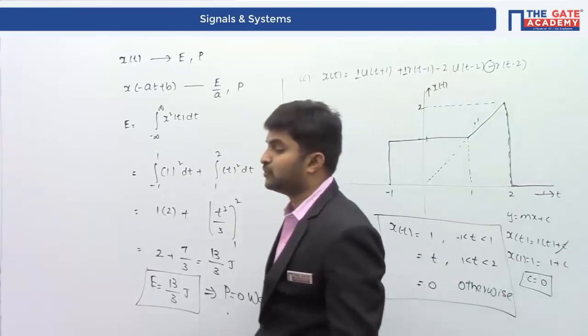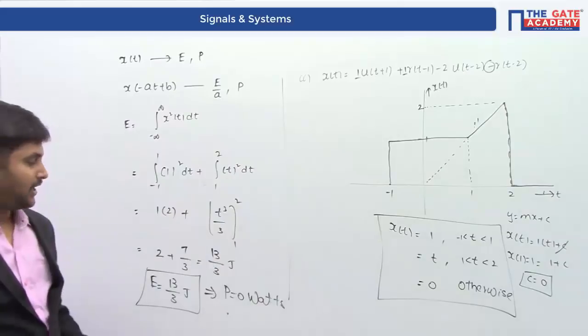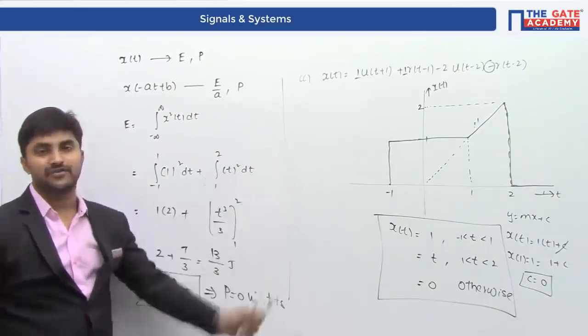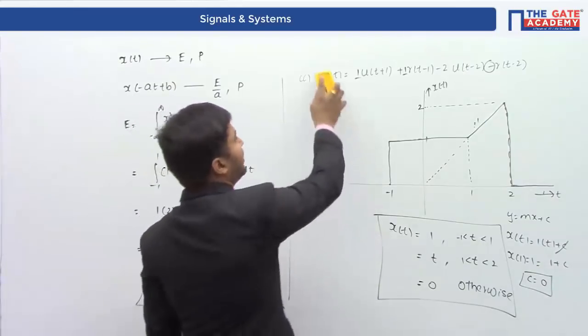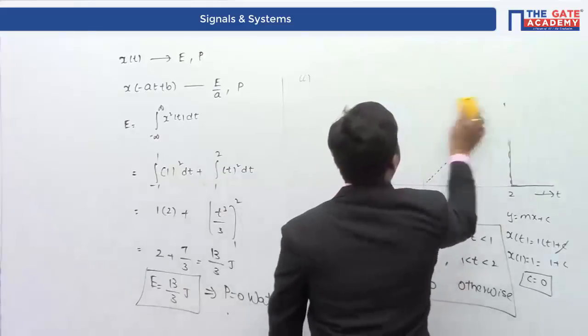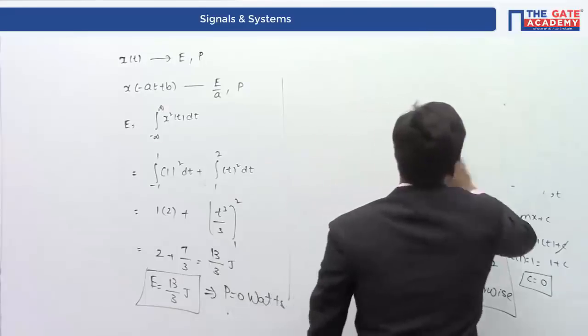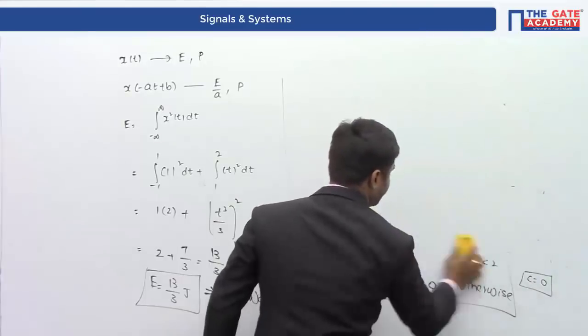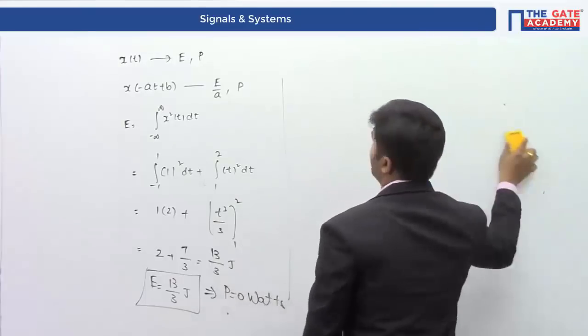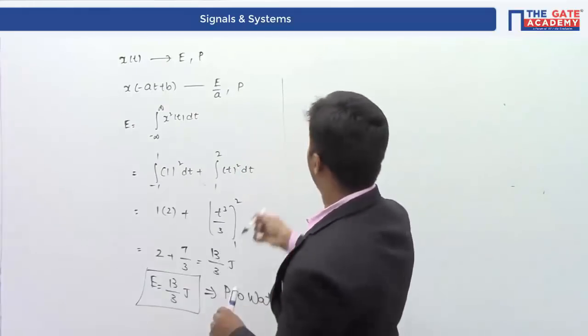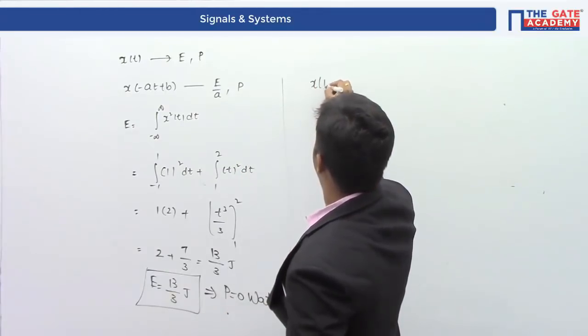Okay, so we found out the energy and power in the case of the given signal x of t. Now what we have to do? We have to find the energy and power of the signal for the three parts which are given. The first part is that we have to find for x of 1 minus t by 2.